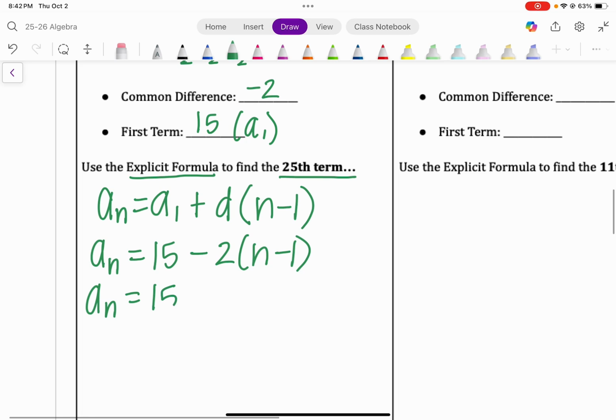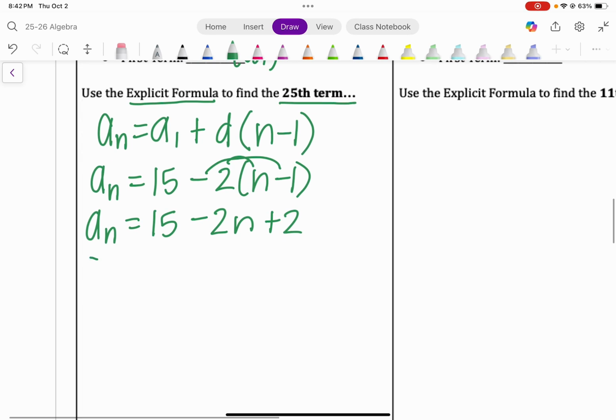So that's 15 minus 2n, and negative 2 times negative 1 is plus 2. So we're going to combine our like terms. So a sub n equals 15 plus 2. That's going to be negative 2n plus 17. You could also do 17 minus 2n.